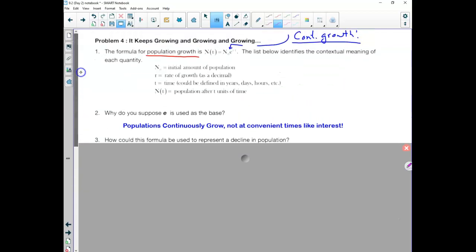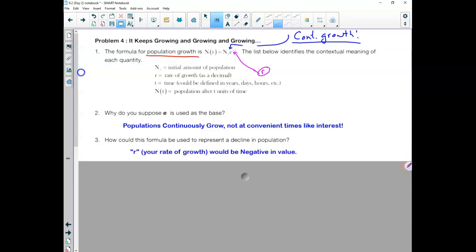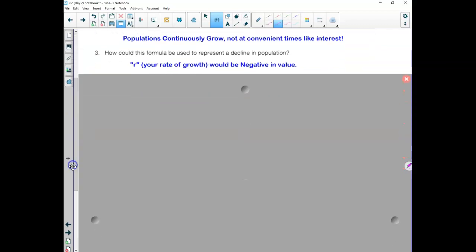How could you use this formula to represent a decline in population? Well, because my rate is right up there in the exponent, how I would do that is my r, my rate of growth, would be negative in value. If my population's decreasing at 3%, I would probably use a negative 0.03 in my exponent.